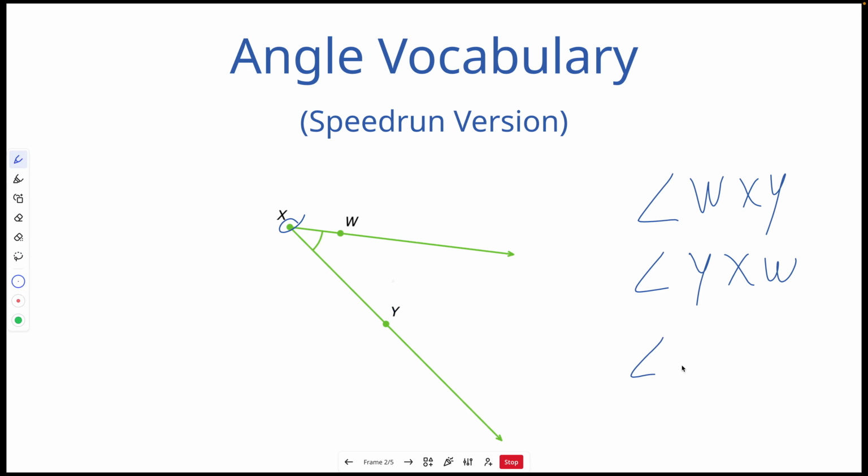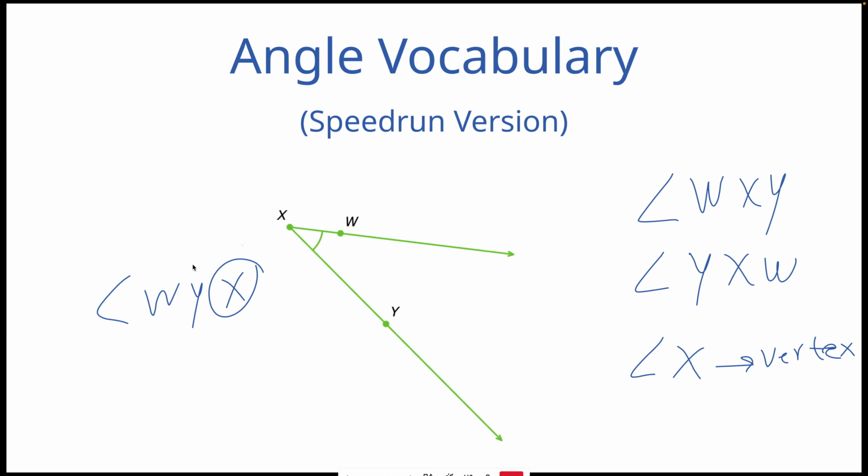The last one is you can name an angle by its center letter. Okay, so we could call this angle X. And there's a special name for the center letter. This is also called the vertex. Okay, note that you cannot say WYX because the vertex must always be in the center. Okay? Always, always, always.